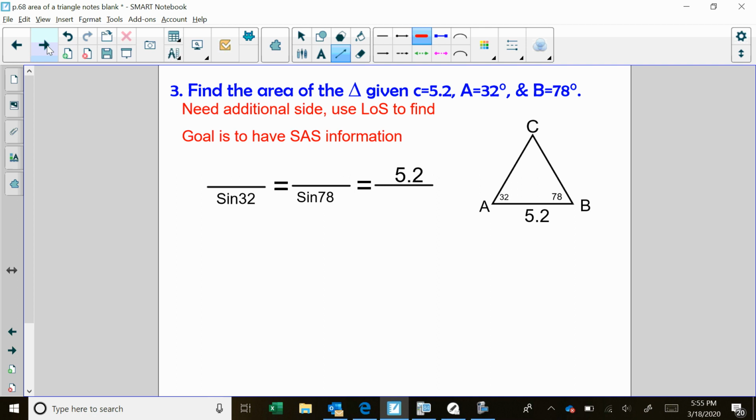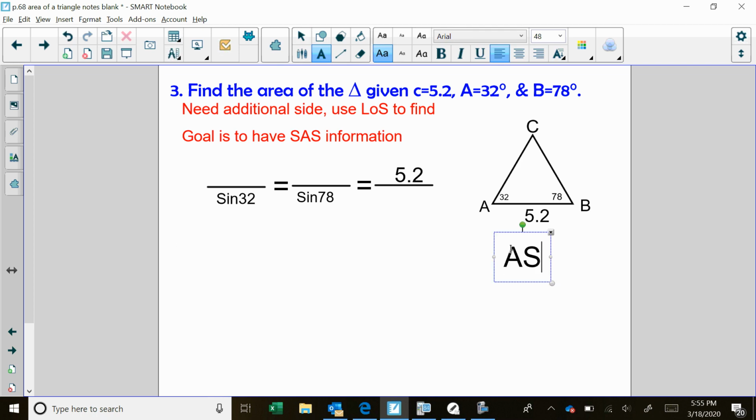The information that's given to us is 5.2. That's a side length, so I went down here and put it on the triangle. So 5.2 on the triangle, 32 degrees, angle A, 78 degrees, angle B. When you look at the information that's given to you, this is an angle side angle configuration. So we can't use the formulas that were given to us.